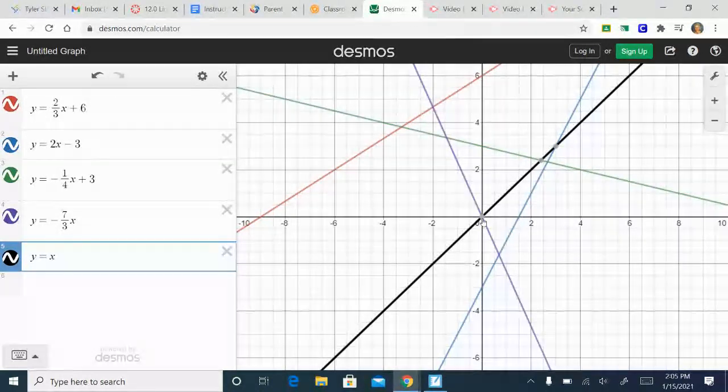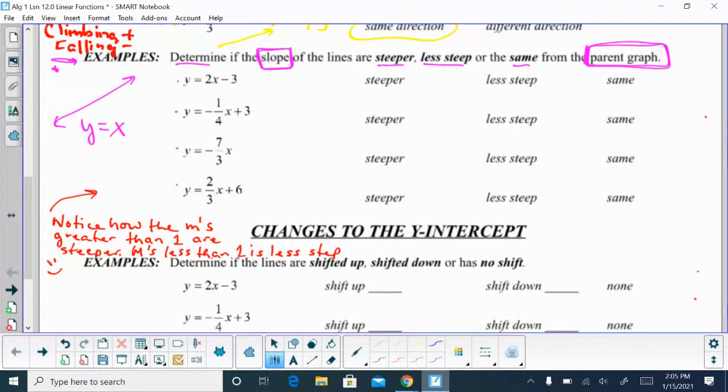Now when I compare it to my first function, here in blue, y equals 2x minus 3, notice how my line compares. If this were a mountain for my parent function, it's kind of steep, but compare it to the blue line. If I had to climb the blue line, that would be more steep. So our answer for the first one would be that the blue line, y equals 2x minus 3, is steeper than my parent function.